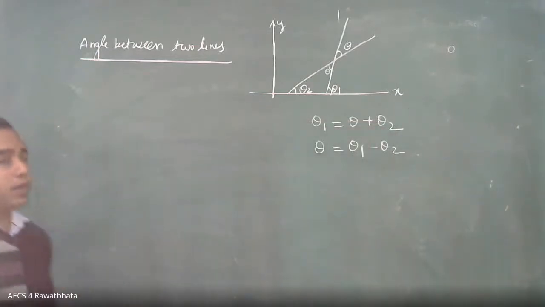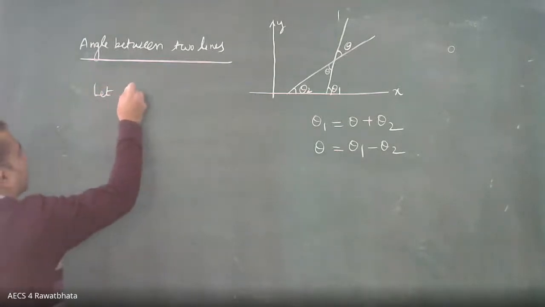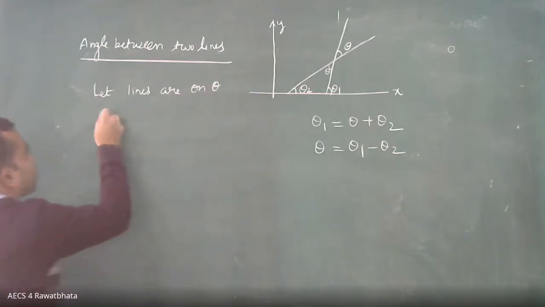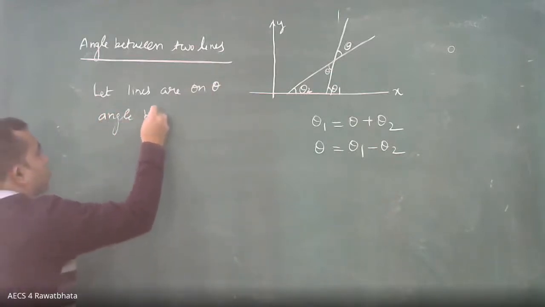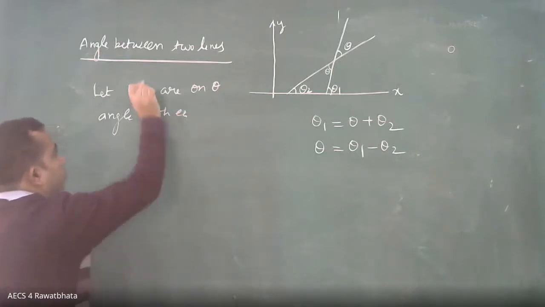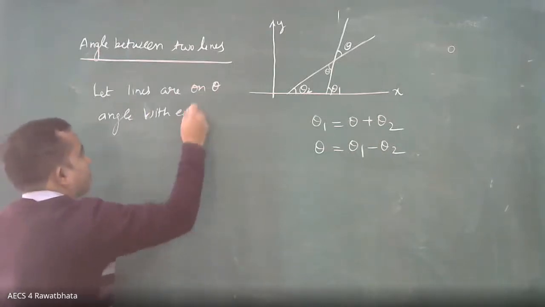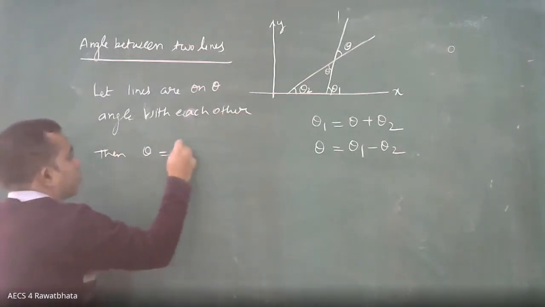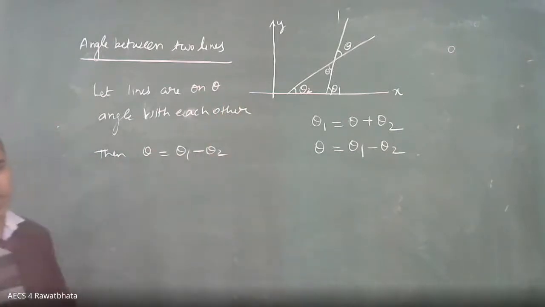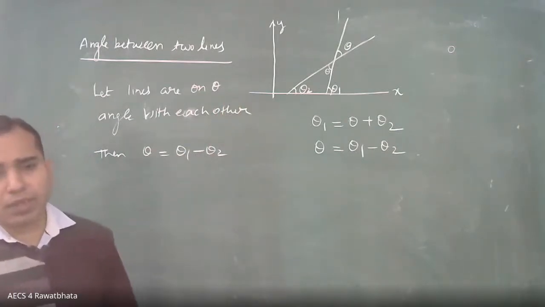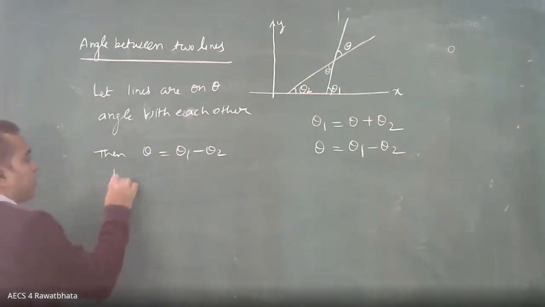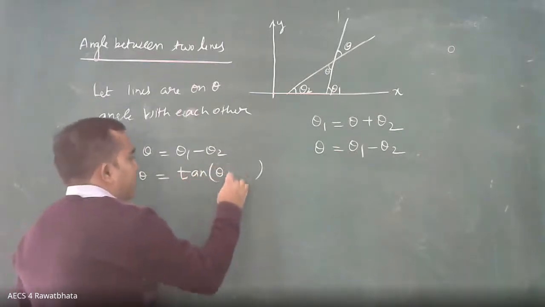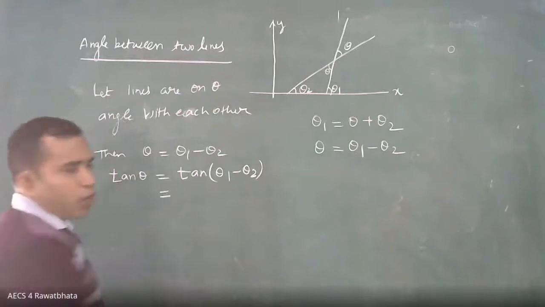Okay, let's move a little ahead. Lines are at theta angle with each other. Then theta will be equal to theta 1 minus theta 2. Assume theta 1 and theta 2 are the angles made by the lines with the x-axis. Then if I take tan of both sides, tan theta will be equal to tan of the entire thing. And if I apply the tan A minus tan B formula, what should it be?